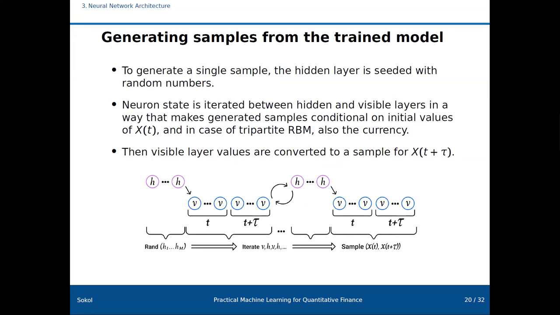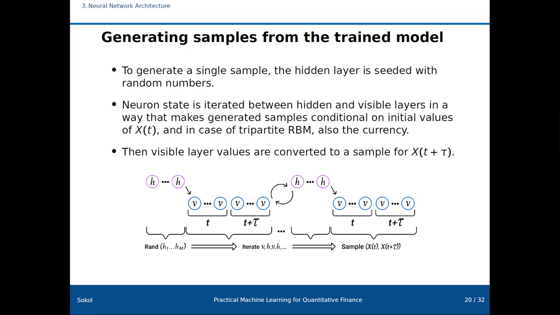The way that an RBM works is that you seed the hidden layer with random numbers. Then you do the iteration where you activate the visible layer based on the biases of the hidden layer. Then you do hidden again, and the circle shows that you repeat this multiple times. Eventually you get the answers. I'm not describing how the network is trained. That's done using the contrastive divergence algorithm by Hinton, and you'd need probably an hour, a whole lecture, to explain how it works.